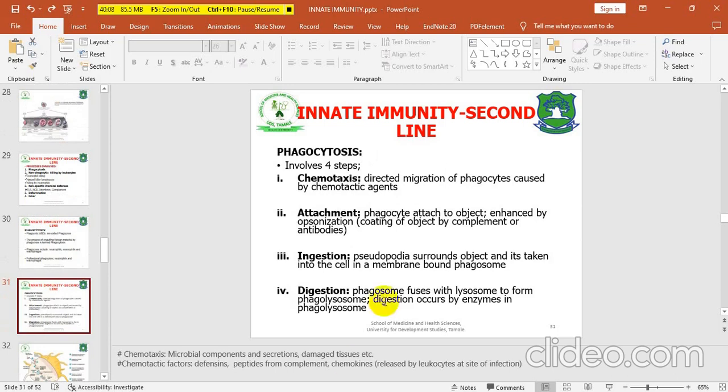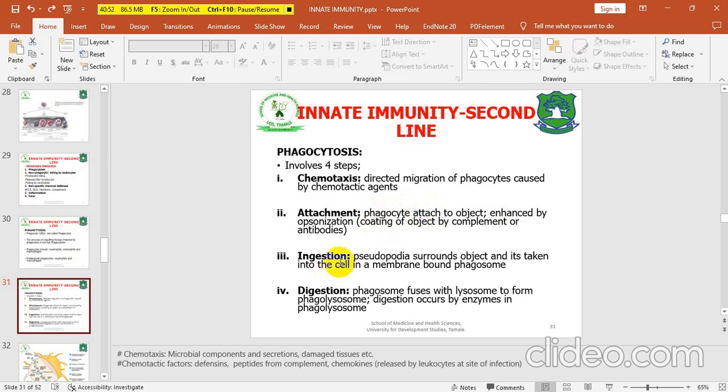Okay, so let's look at phagocytosis. Phagocytosis involves chemotaxis, that is directed migration of phagocytes caused by chemotactic agents. Then attachment. Phagocyte attaches to the object, enhanced by opsonization. So before you phagocytose, there should be what? Lipstick. There should be what? Polishing. The woman should polish her face before she can attract the bad boy. And so coating with complement, coating with antibodies, so that they can be recognized by the phagocytes, so that the phagocytes will engulf them.